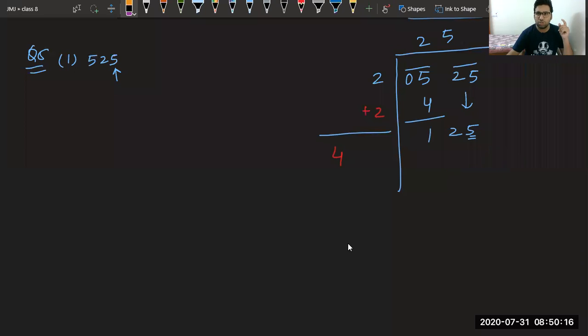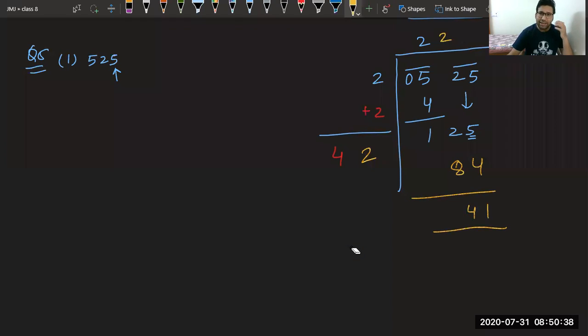Here we will use 2. Let me take yellow pen. Okay, so we'll use 2 here and 2 here. 2 2s are 4. 2 4s are 8. So answer will be 5 minus 4 is 1. 12 minus 8 is 4. So 41 is the remainder.